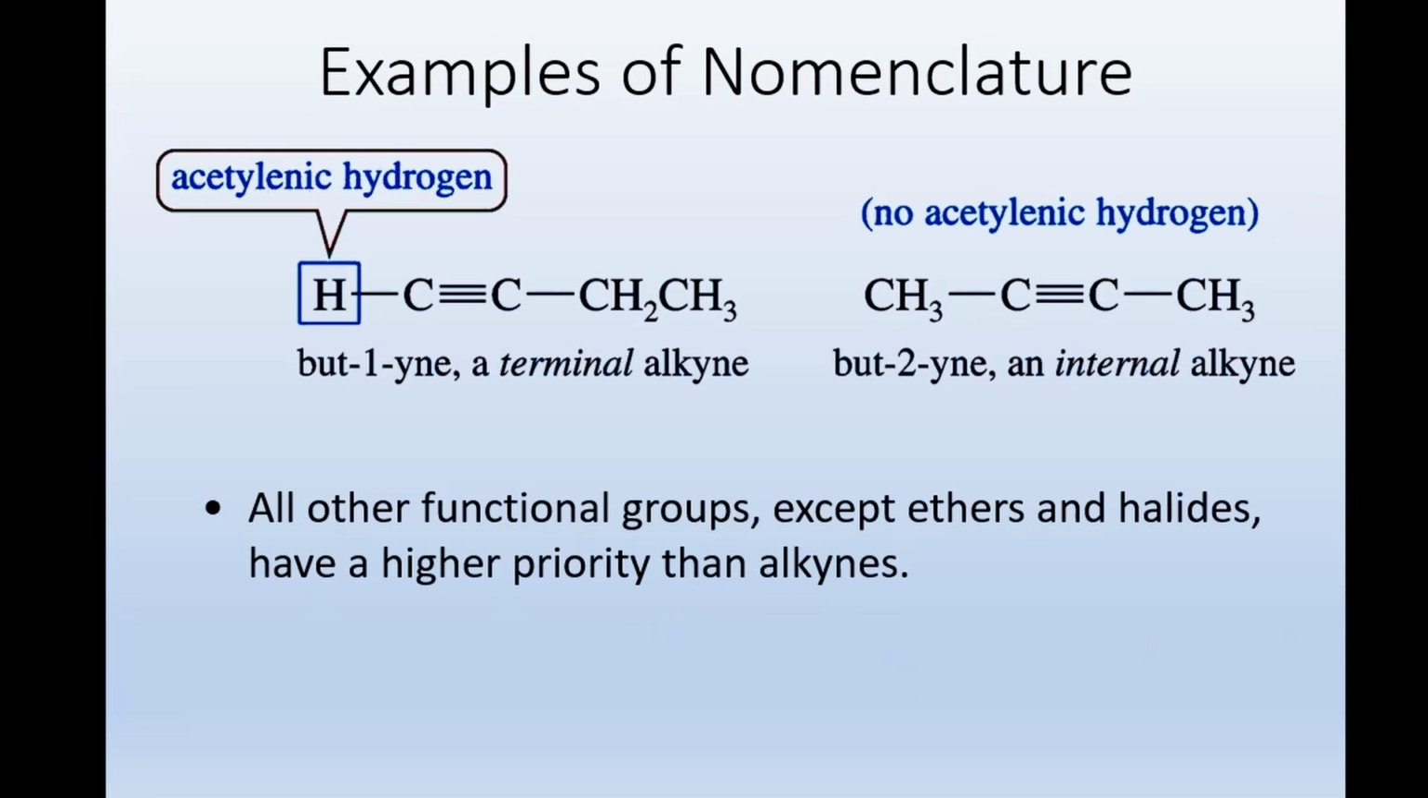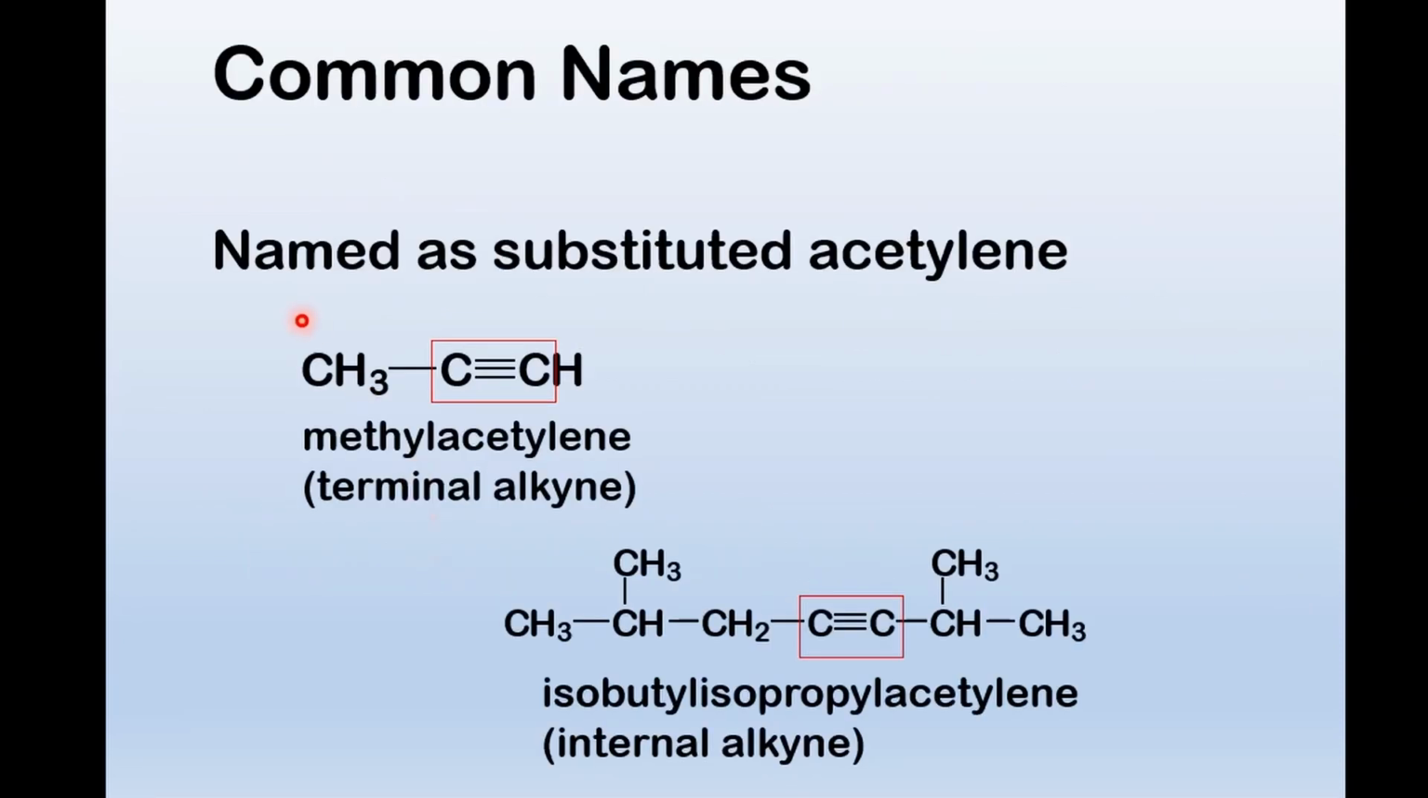So some common names: methylacetylene, isobutyl isopropyl acetylene. If I said oxyacetylene torch, would any welders know what I'm talking about? We're going to look at acetylene in a second. So here are the common names: methylacetylene, which is a terminal alkyne, and isobutyl isopropyl acetylene.